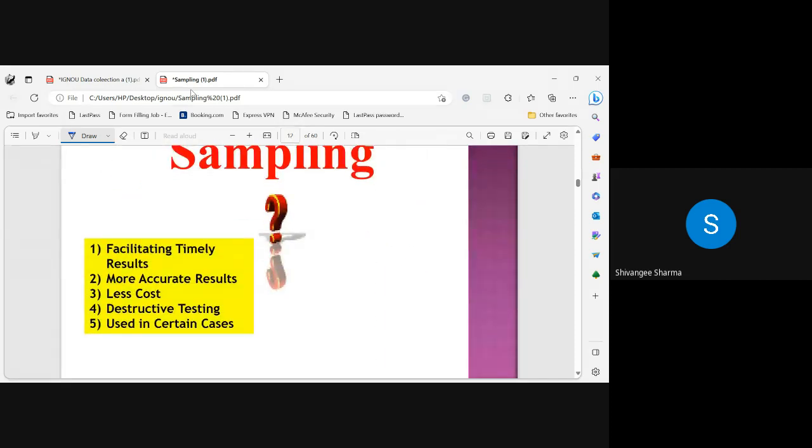So these were the advantages: facilitating timely results, more accurate results, less cost, destructive testing, and used in certain cases. Are these advantages clear to everyone present over here? And what is sampling, what is population, what is universe, what is census, all these concepts are clear. Yes, ma'am. Okay.